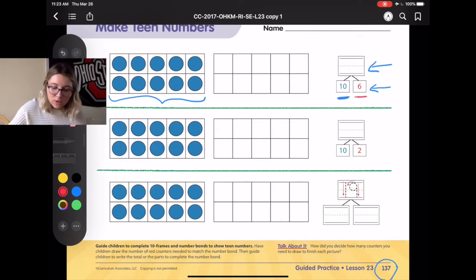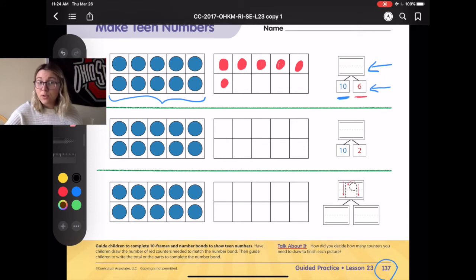You're right, you should fill in 6 red dots on our 10 frame. So we're going to go ahead and do that. So go ahead and do that in your math book with me. So we have 1, 2, 3, 4, 5, 6. So now we have 6 red dots and 10 blue dots.